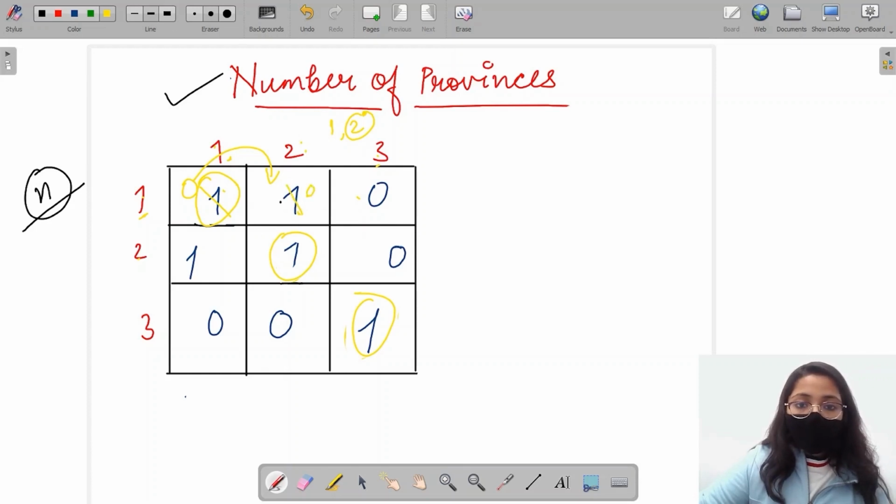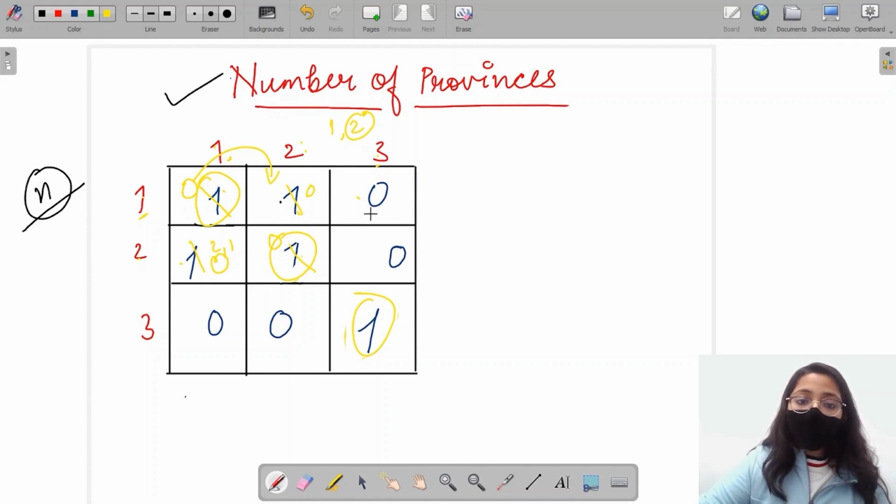First we will make this as 0, then I will go to city number 2. 2, 2 has not been traversed, it is 1. So we will make it 0 and we will go and traverse in this city. Now over here I have 2, 1, so I will check whether 1, 1 has been traversed. Now 1 comma 1 has been traversed, so I will simply make this 0 and go back.